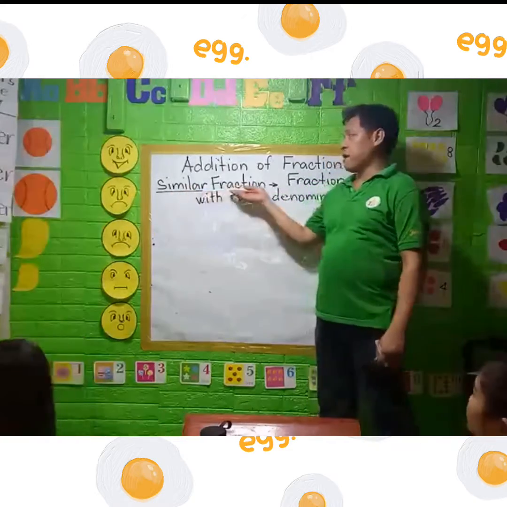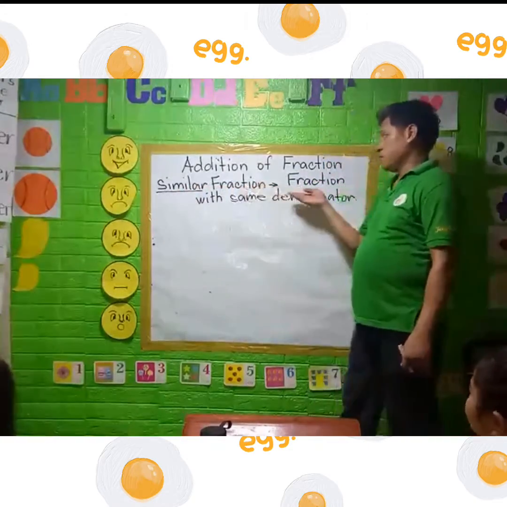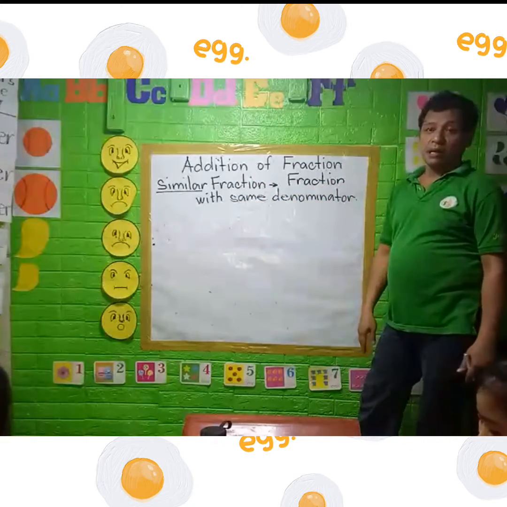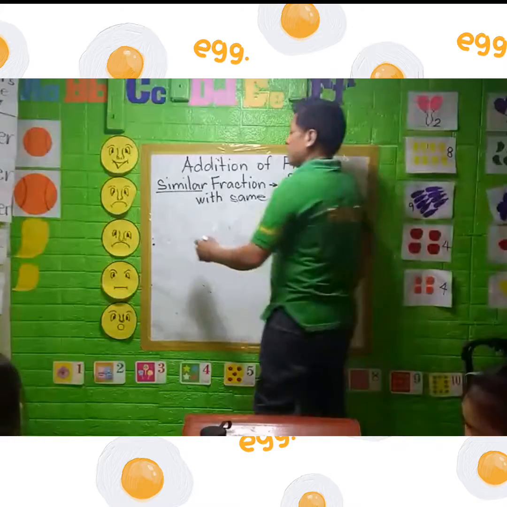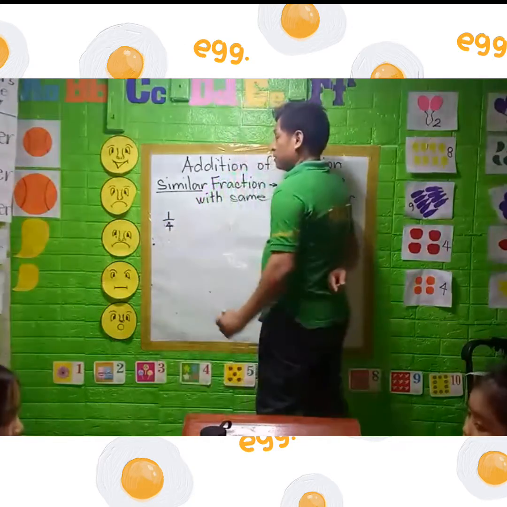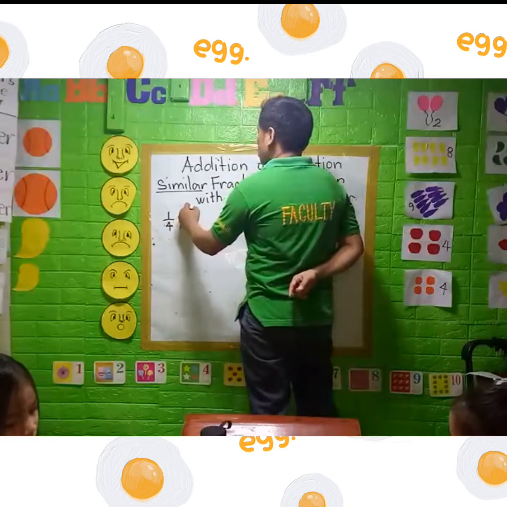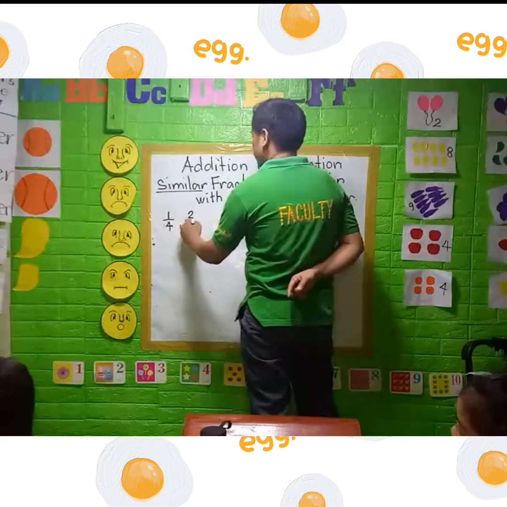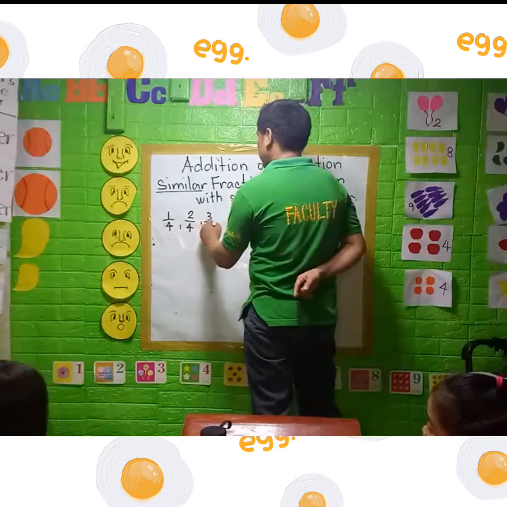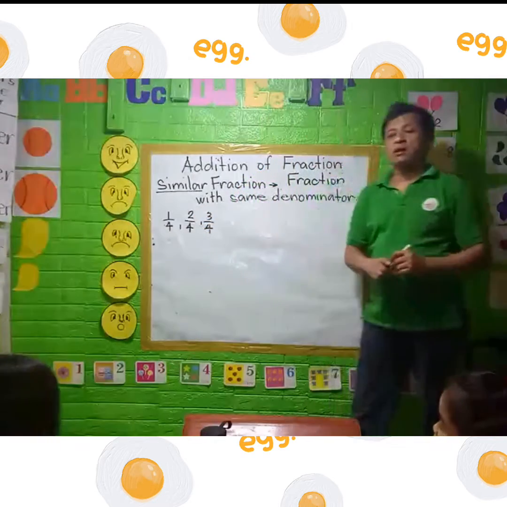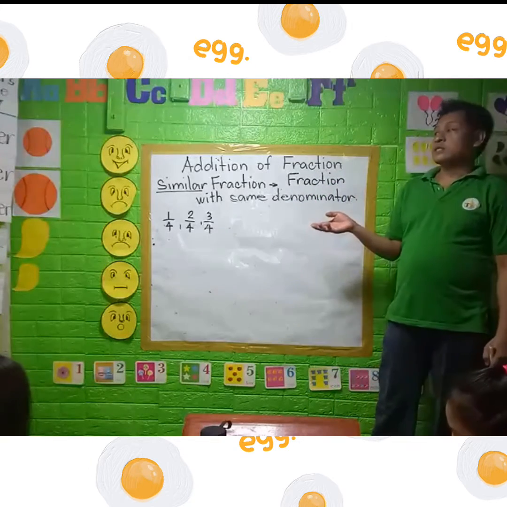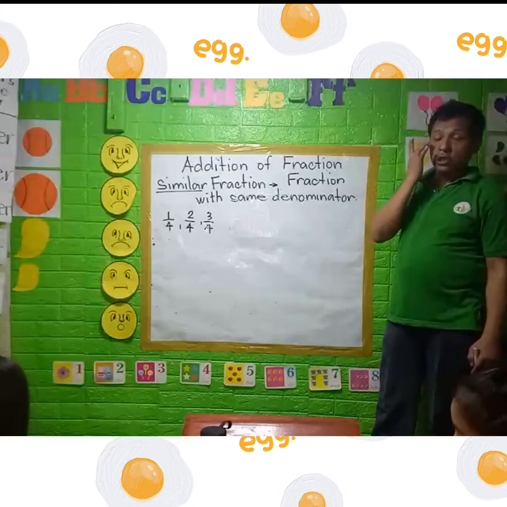Similar fraction: fractions with the same denominator. So let's say, for example, we have 1/4, then we have another one, 2/4, then we have 3/4. So these are what we call similar fractions.